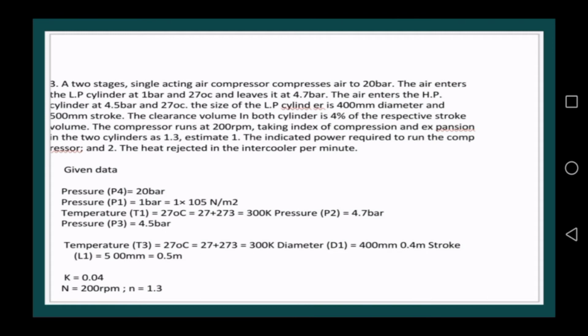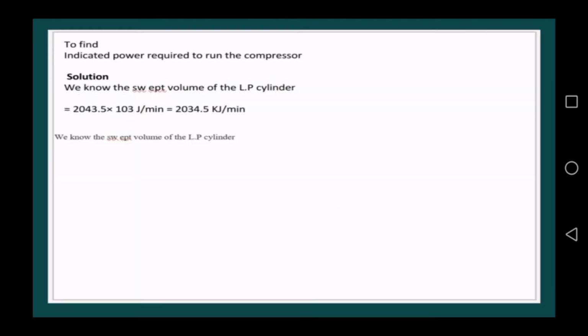K is equal to 0.04. N is equal to 200 rpm. N is equal to 1.3 for expansion in the two cylinders. To find: the indicated power required to run the compressor.